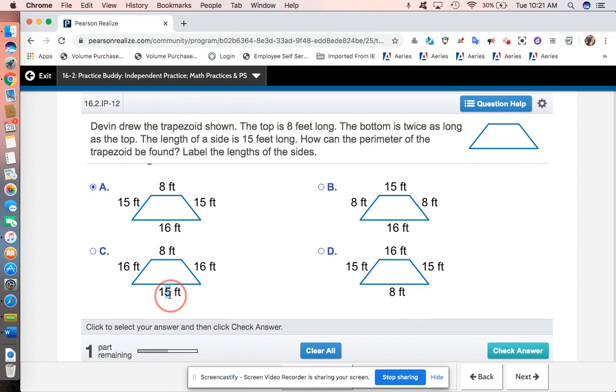15 is not correct, so this is no. This is not 8 feet. See up here how it says 8 feet? This says 15, so that is not correct. It says right here, the top is 8 feet long. So the only possible answer is this one, because this is 8 feet and twice that is 16. So that is why A is correct.